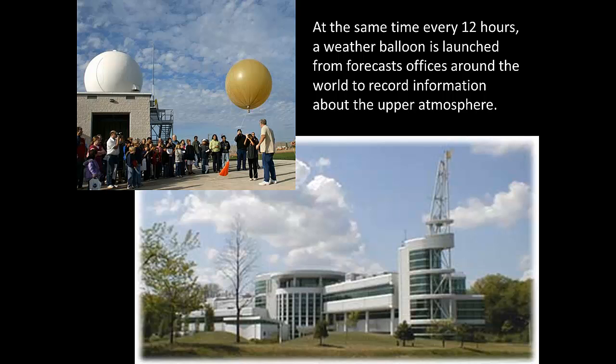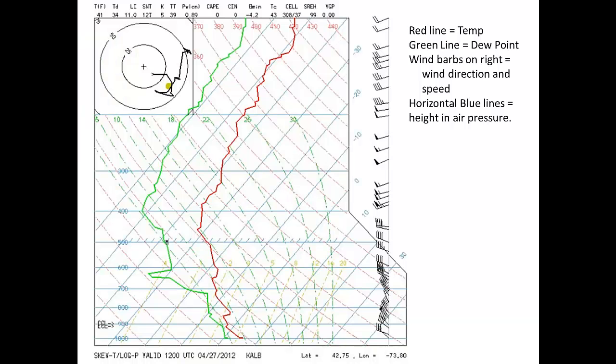Now, every forecast office around the world launches a balloon at the same time, so it would be 0Z or 12Z, and they record information about the atmosphere up high. And this is what they get from that. This is a vertical graph of temperature and dew point, as well as wind speed and wind direction, and they can get a lot of information from this.